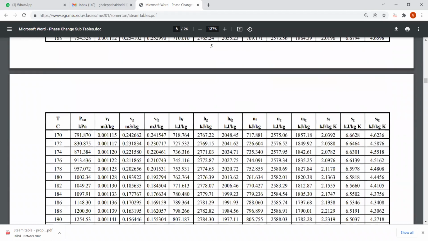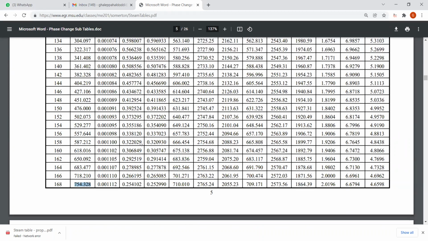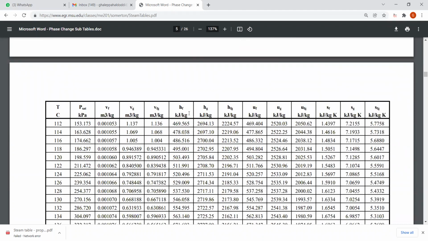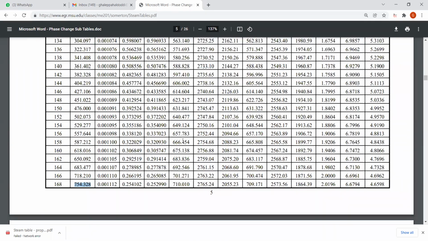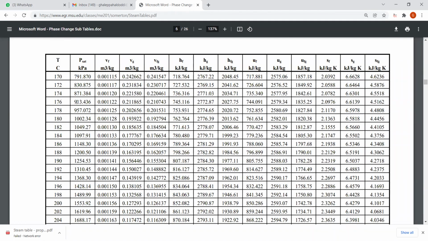So here 700. I will get it as HF1. Yeah, here. Let's go to this point. Yes. So here almost this is 9 bar. It is equal to 9 bar. Now how much is the value of HF?